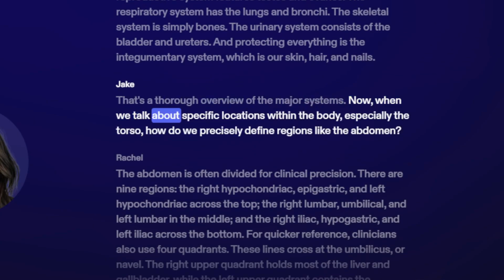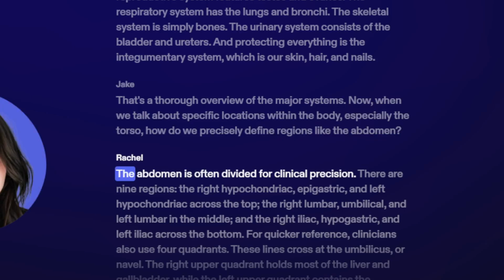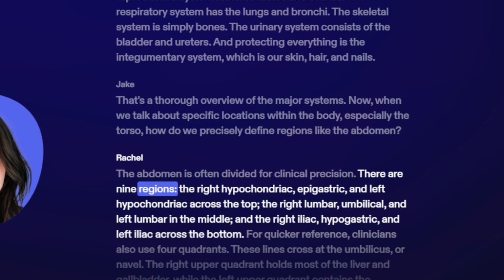Now, when we talk about specific locations within the body, especially the torso, how do we precisely define regions like the abdomen? The abdomen is often divided for clinical precision. There are 9 regions: the right hypochondriac, epigastric, and left hypochondriac across the top, the right lumbar, umbilical, and left lumbar in the middle, and the right iliac, hypogastric, and left iliac across the bottom.